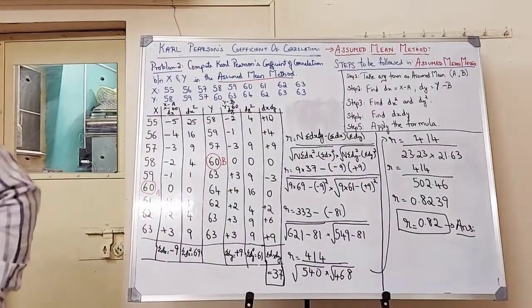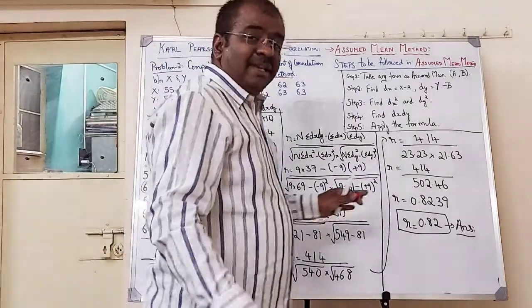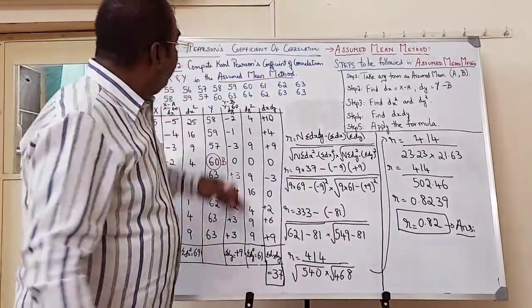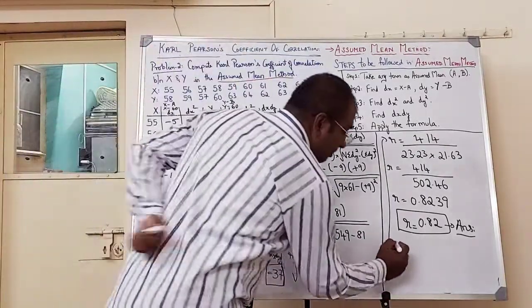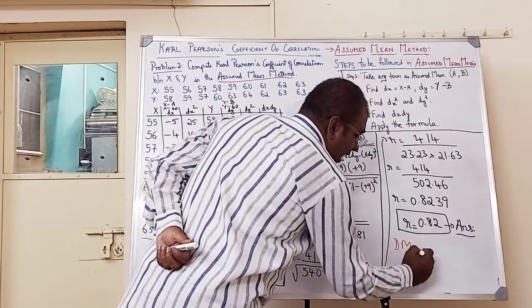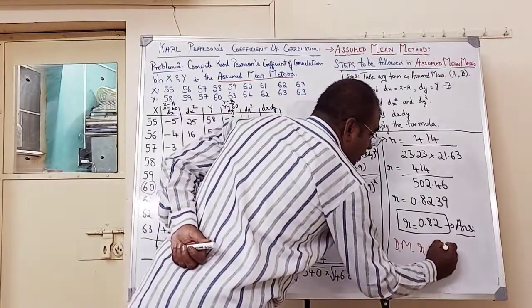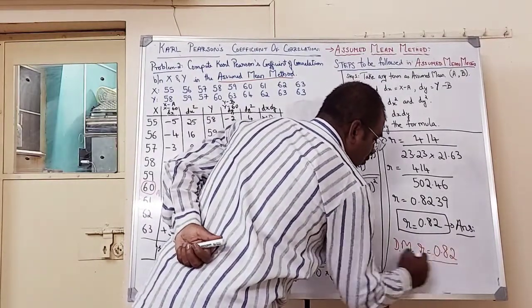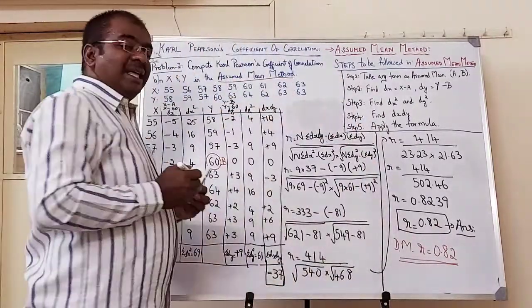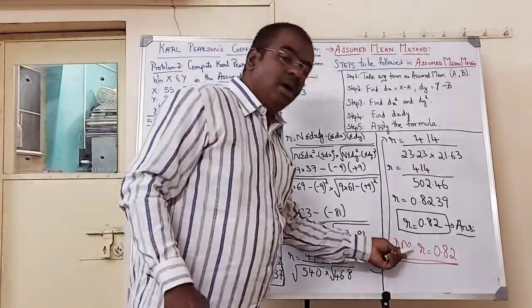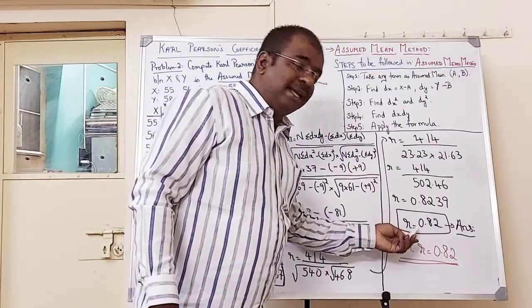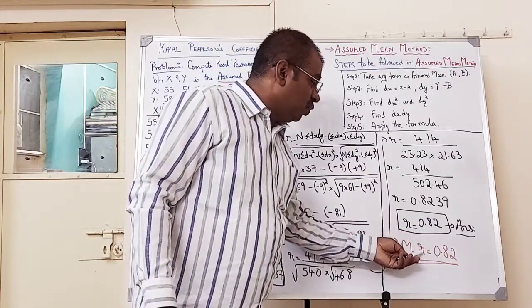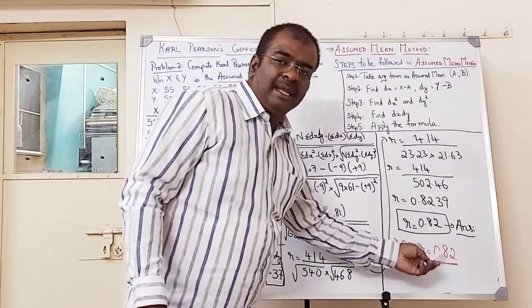Now, if you recall, in the previous session, that is session number 4, we had solved the same problem under the direct method. Under direct method, again the value of R was 0.82. So whether it is a direct method or an indirect method, as I said at the beginning itself, the final answer, that is correlation, has to be the same.